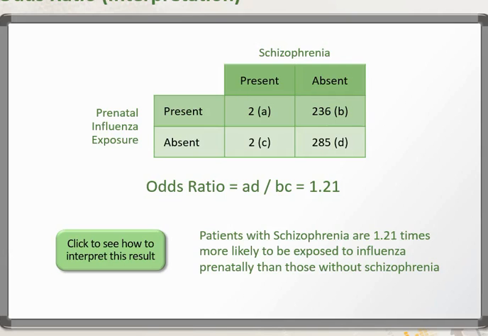Now, if this was a cohort study, because a cohort study essentially looks at exposure previously and then the outcome later, and that's why temporality can be established, the interpretation would be slightly different, and we would say patients with prenatal influenza exposure are 1.21 times more likely to develop schizophrenia than those without. So that's the subtle difference between odds ratio and a relative risk.